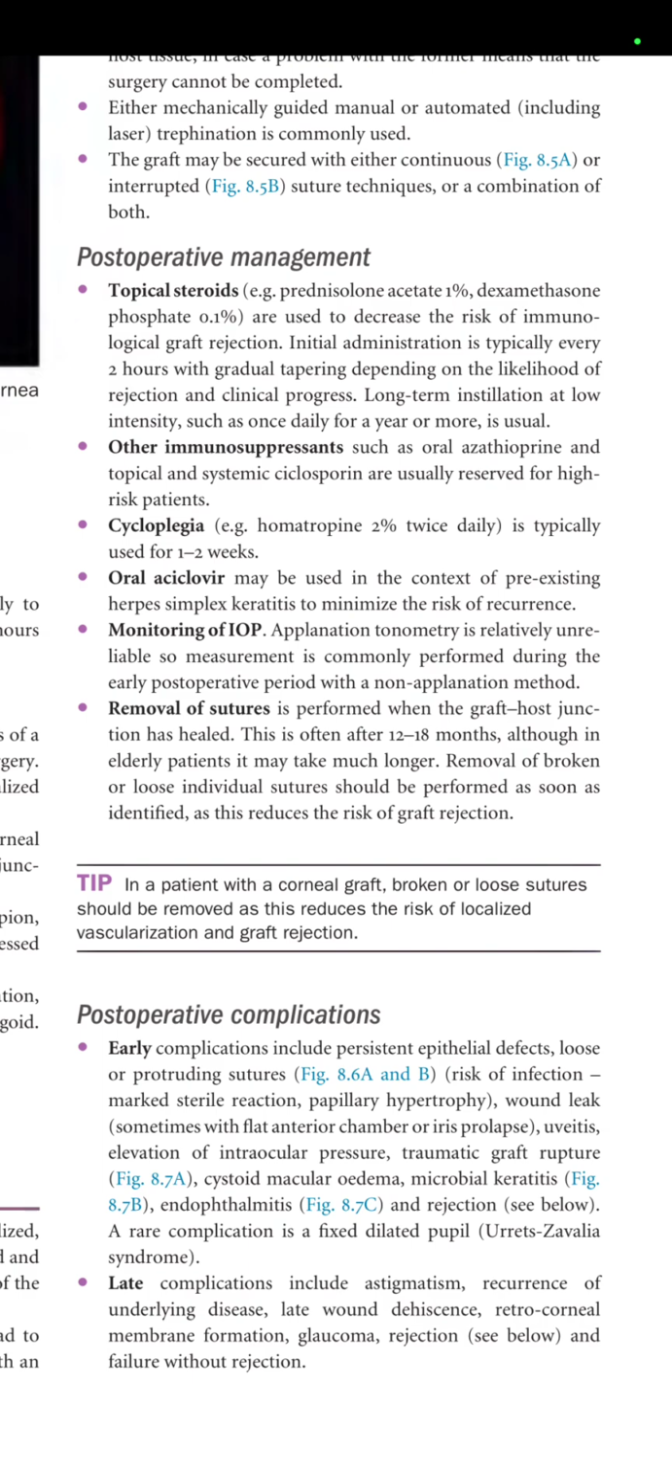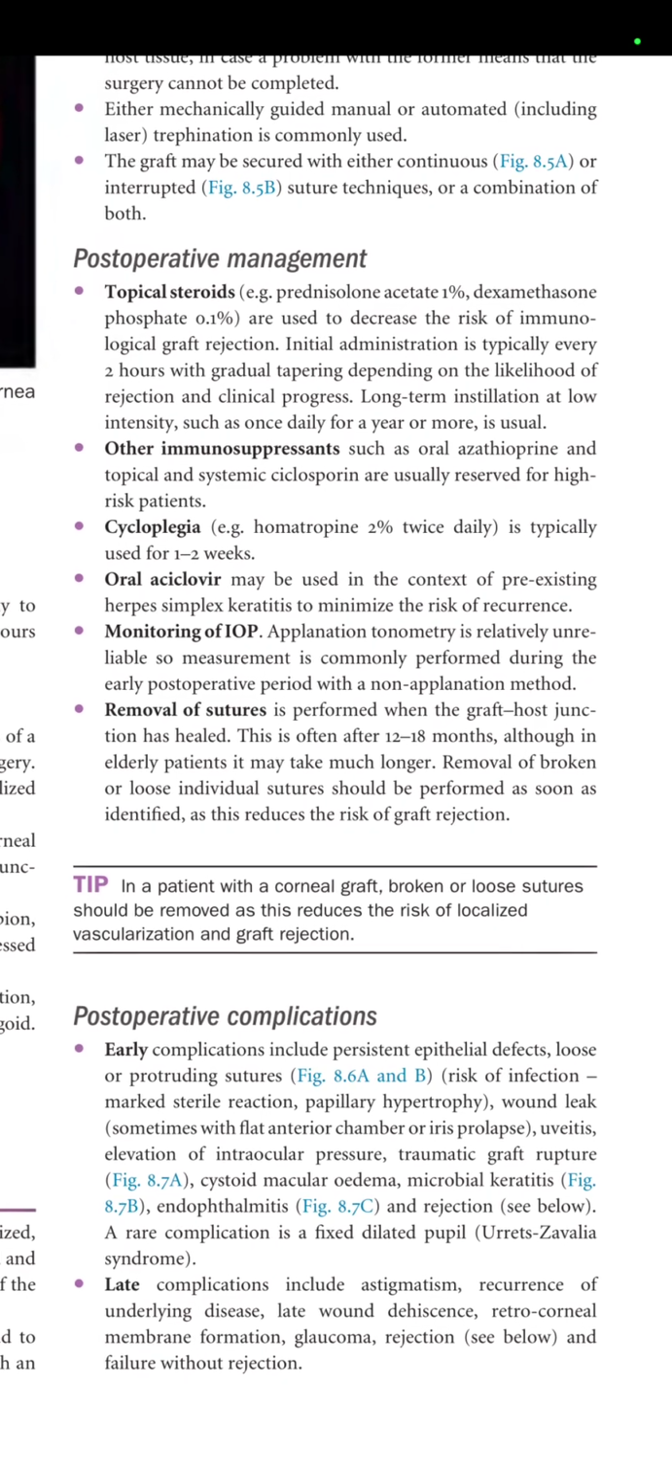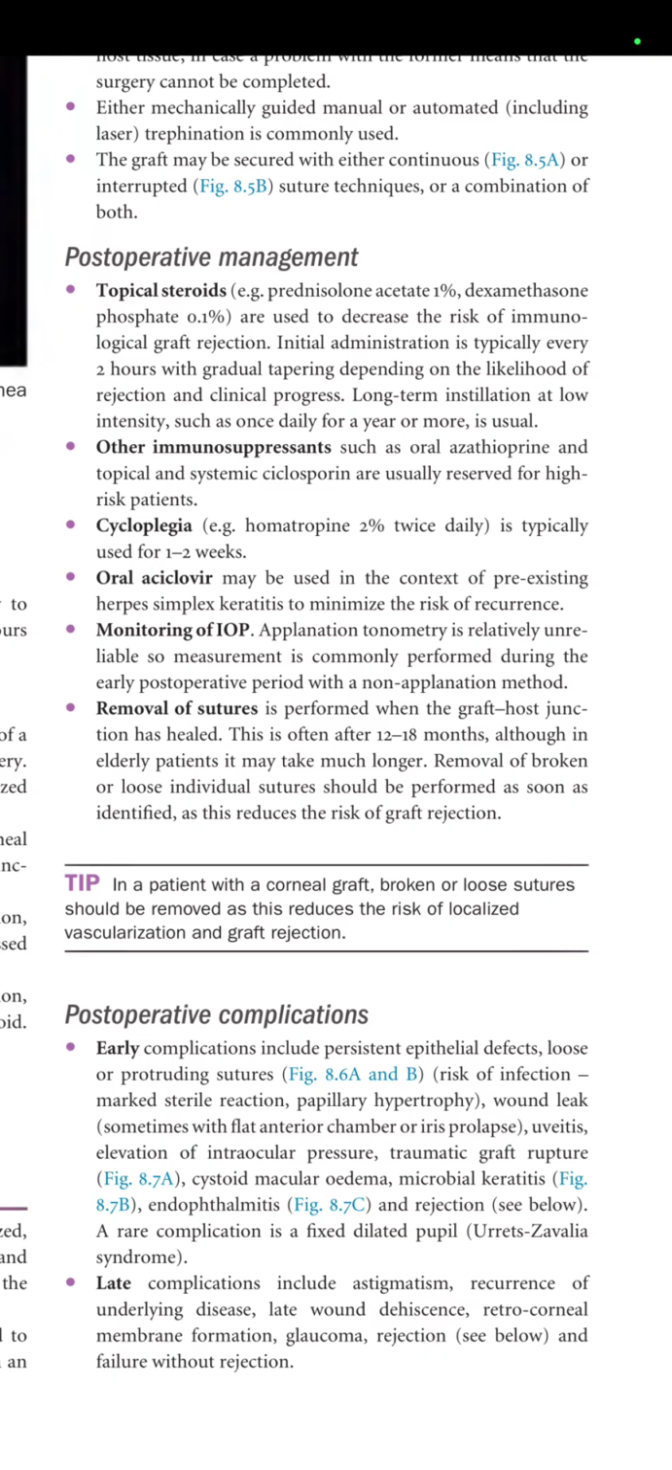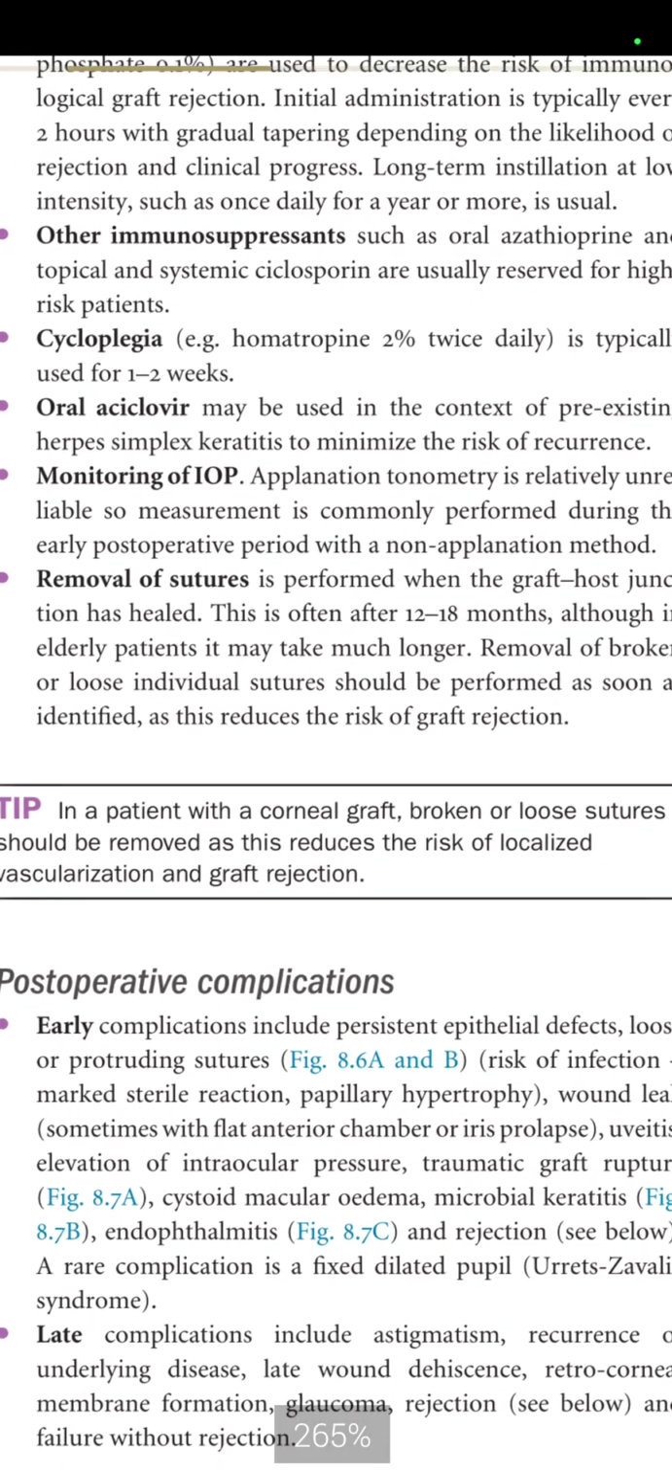In a patient with a corneal graft, a broken or loose suture should be removed, as this reduces the risk of localized vascularization and graft rejection.